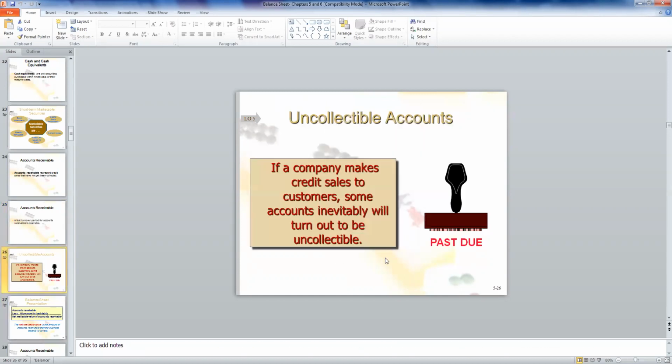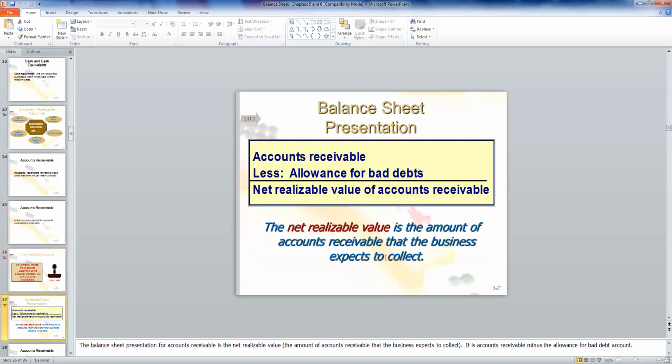It's a big thing in retail, but okay. This just shows how it's shown on the balance sheet. We have gross accounts receivable less allowances for bad debt, and net realizable. Net realizable is the amount I expect to be able to collect. So typically when we look at the balance sheet of a company, it's going to be the net accounts receivable, net realizable value.